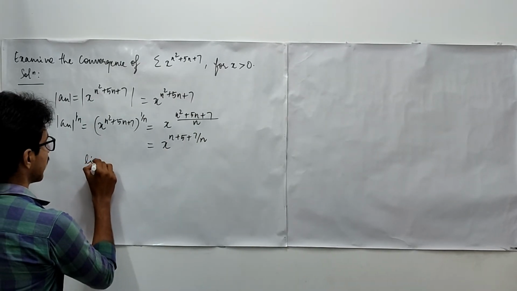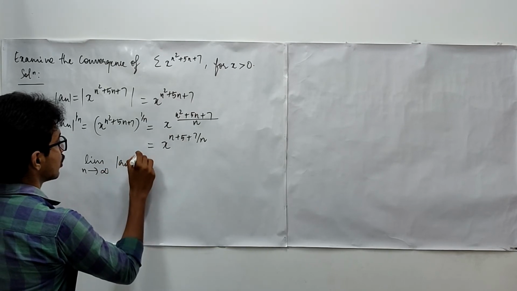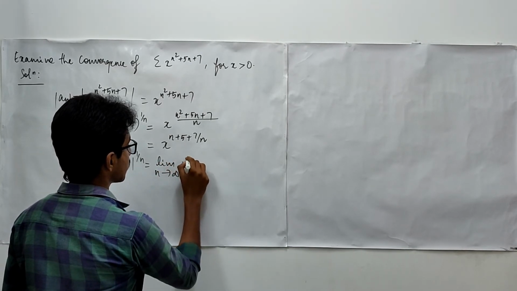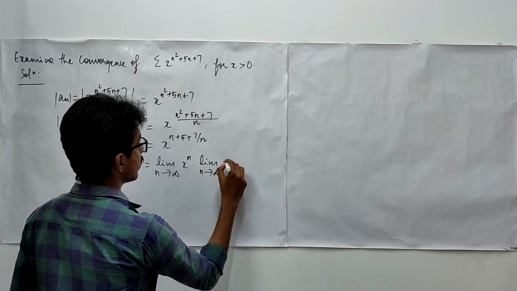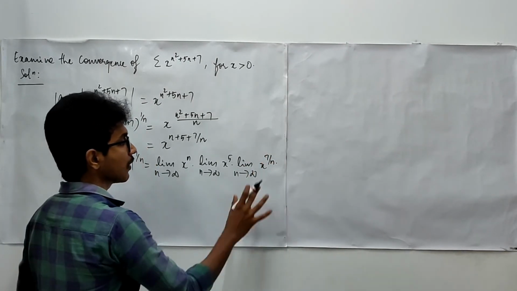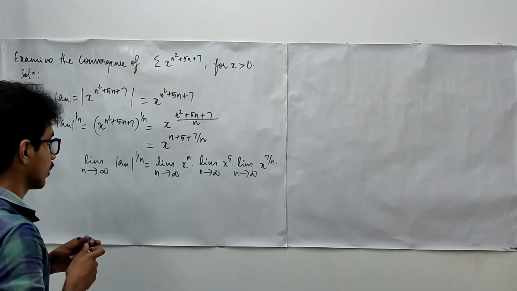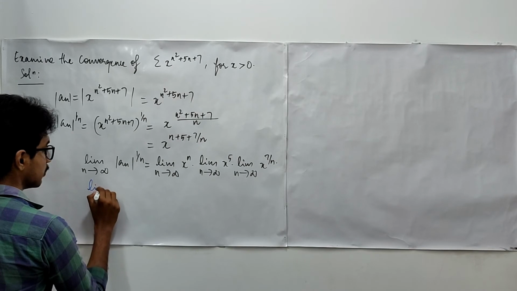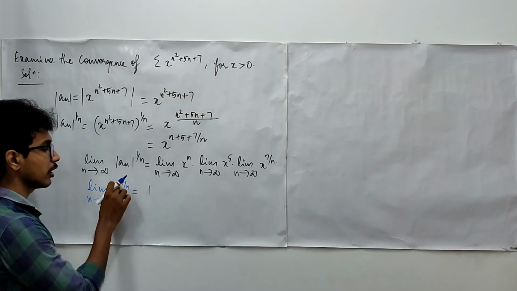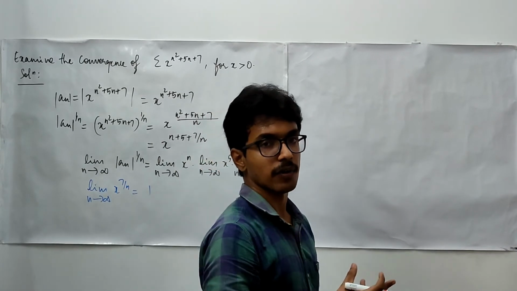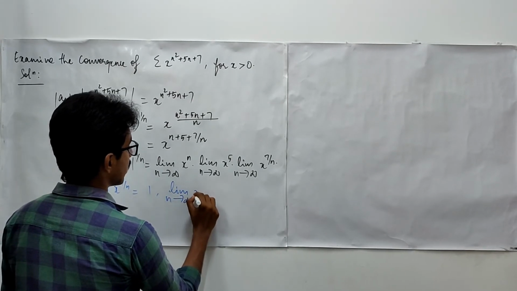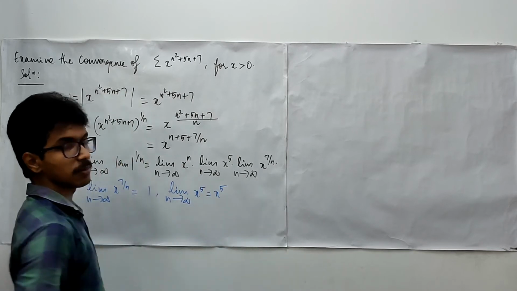Now we will have to take limit n approaches infinity on both sides. I am going to split this into three terms: limit n approaches infinity x power n, limit n approaches infinity x power 5, limit n approaches infinity x power 7 upon n. If you evaluate these limits separately, I'll come from the back. Limit n approaches infinity x power 7 upon n is going to be 1. When n approaches infinity, you are going to have n power 0. Since x is a positive quantity, that quantity to the power 0 becomes 1. And limit n approaches infinity x power 5 remains x power 5 since it is independent of n.